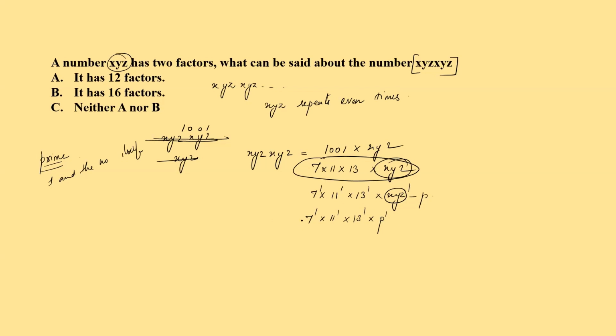Now P cannot be 7, P cannot be 11, P cannot be 13. Why? Because P is going to be a 3-digit prime number XYZ. So you can't merge it, you have to keep it separate this way.